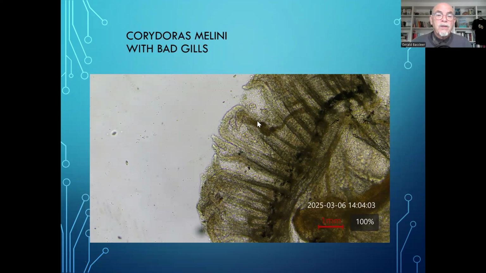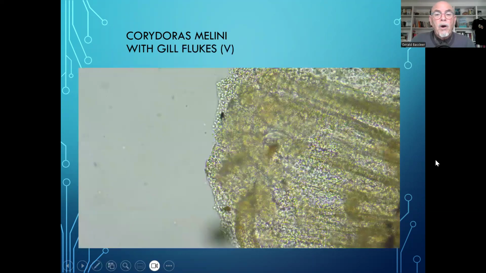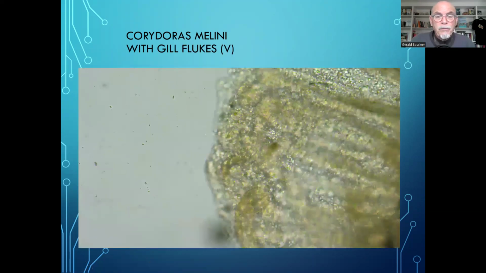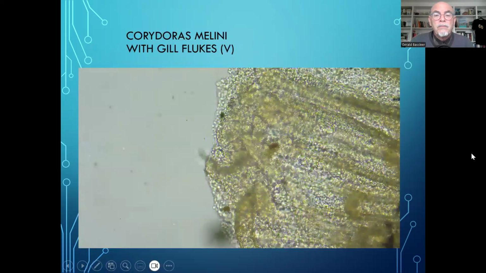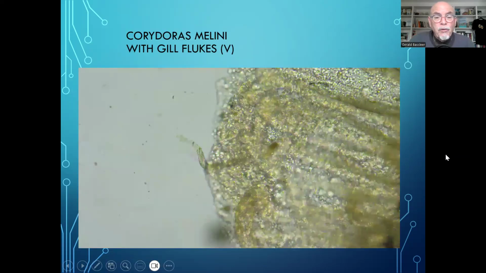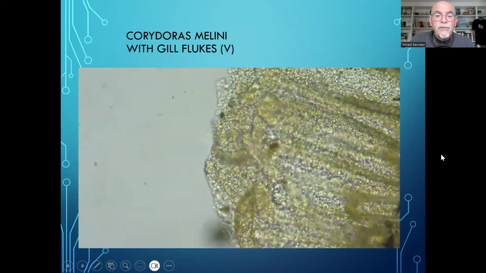And the gills, well, we could see that the gills were badly damaged, not properly functioning anymore, poor respiration. On other parts of the gills, we found gill flukes. You can see them here. That's how we recognize easily gill flukes when, of course, they are so moving around.